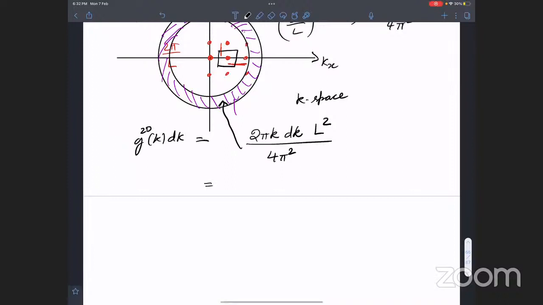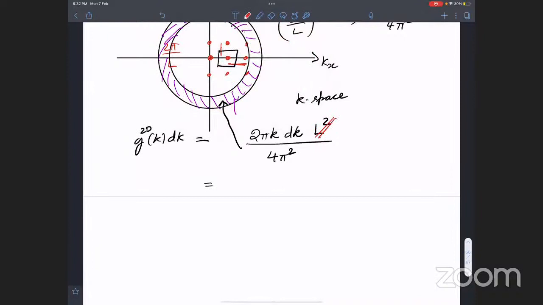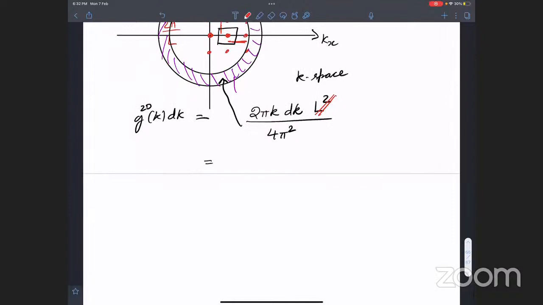And let us simplify that. I want to do per unit area, so that is where my factor of L squared cancels out. This is a total number. I want a per unit area, so I divide by L squared, that's the total area. This comes out to be k times dk divided by 2π, k by 2π into dk.